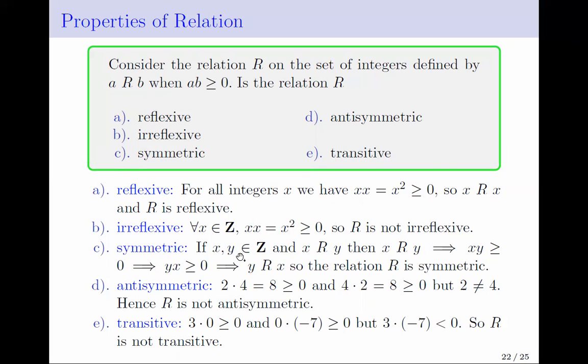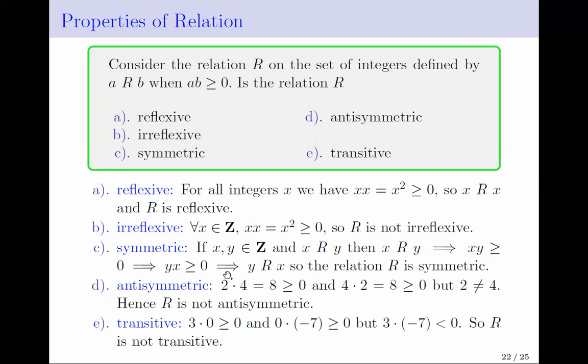What about symmetry? We assume that (x,y) belongs to R, that is, x is related to y. X related to y implies xy is greater than or equal to 0, which implies yx is greater than or equal to 0, which implies y is related to x. So the relation R is symmetric. Therefore, (x,y) belongs to R implies (y,x) belongs to R.